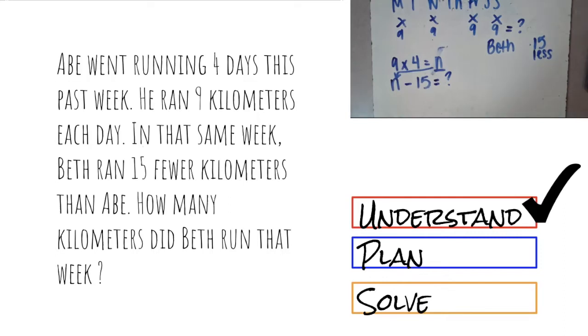Okay, so now I can see that this is a 2-step story problem. I have to solve for Abe in order to solve for Beth. So there's my plan. I'm using equations. If 9 times 4 was too difficult, I could draw a picture. If the second part is too big, I can draw a picture. This was part of my plan, but it was more this time just my thinking. So my plan is done. Now I'm going to get to solving.